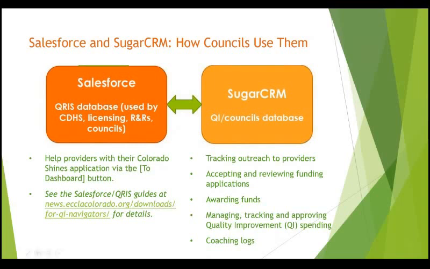So as far as I'm concerned, that's the main thing that a council would want to do with Salesforce, is that To Dashboard button, which helps you support providers if they get stuck with something in Colorado Shines and you're helping them. And then, as I said, Sugar is a system through which you can look up, track, manage, approve, log, search, export, all kinds of things. So that is the overview of how councils use these two systems.